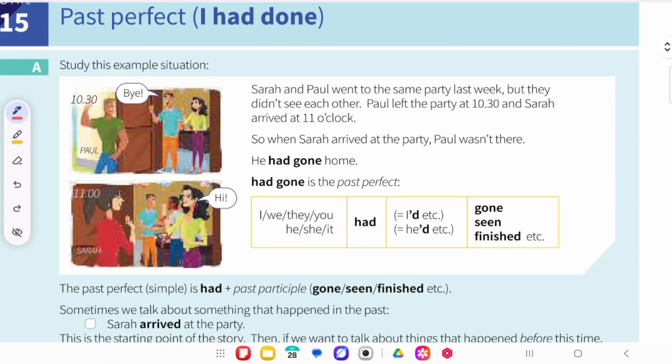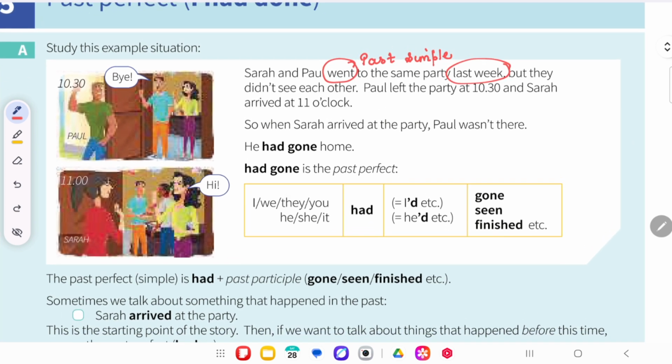I had studied this example situation. Sarah and Paul went to the party last week. Went to the party, simple. And here time is mentioned, so we use past simple. But they didn't see each other. But Paul and Sarah did not see each other. Past simple, because we talk about past.